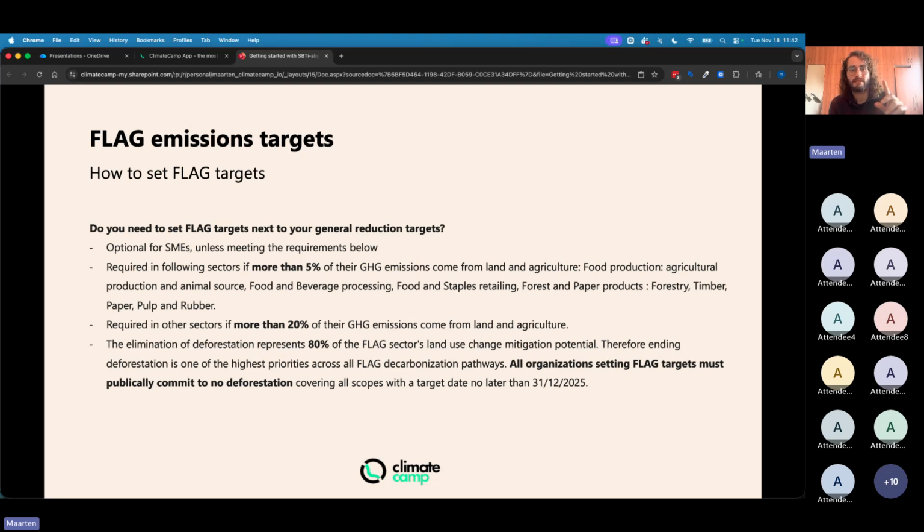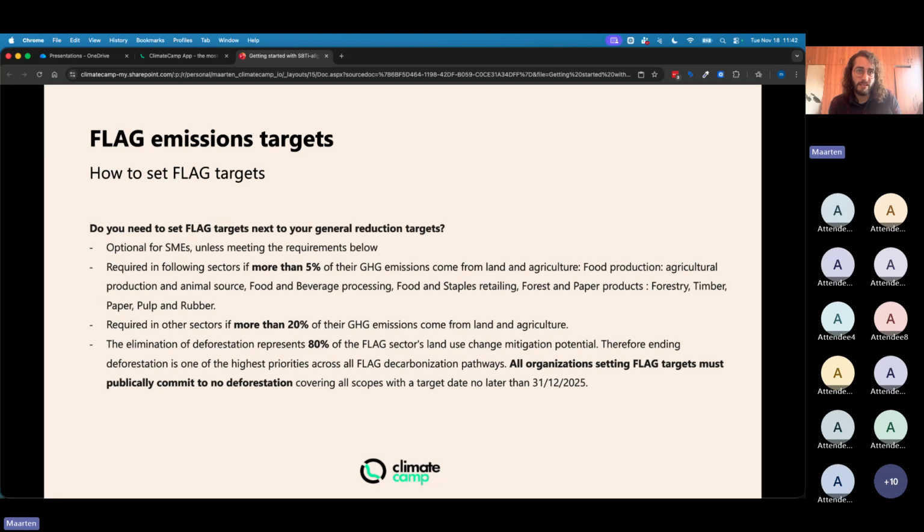So it's optional for SMEs unless meeting the requirements below, which I've said before. But it's primarily required in the following sectors. If more than 5% of your GHG emissions come from land and agriculture, which are the common ones: food production, so agriculture and animal source food production, food and beverage processing, food and staples retailing, and then everything that has to do with forest and timber. So forest and paper products, paper, pulp, and rubber. If you are in this industry and more than 5% of your emissions are related to land and agriculture, then you will have to set FLAG targets.